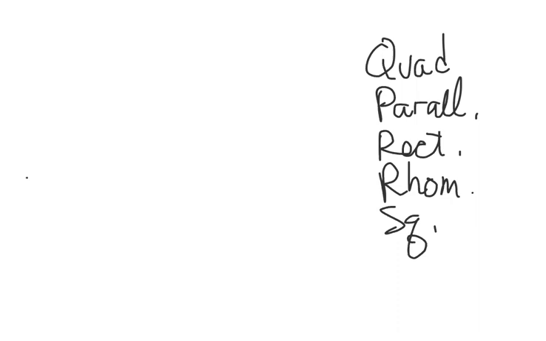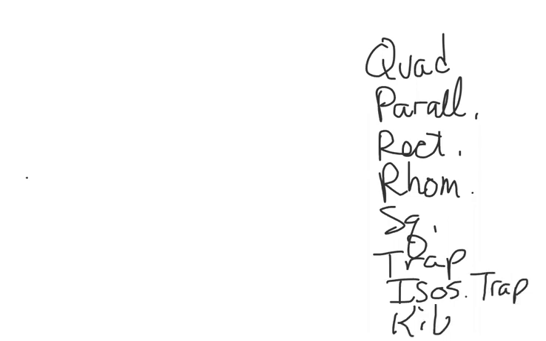Square, rectangle, rhombus, square, trapezoid, isosceles trapezoid, or kite. Okay, so these are all of your options for the different types of quadrilaterals that we learned. So based off of the markings that I make, tell me what I have. Get your class's popsicle sticks though, because last blocks isn't going to help me.